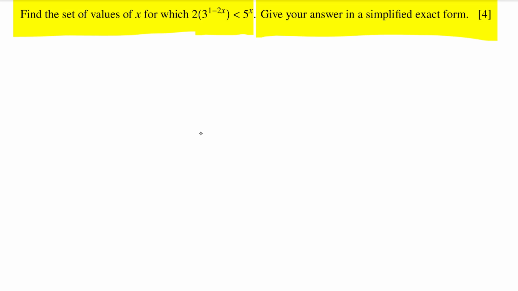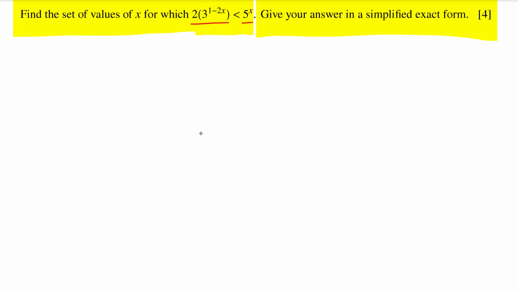So here there are two graphs we can see. The first one is 2 times this and the second one is 5 to the power x. The second graph is an exponential growth, because the base is greater than 1. The first graph, if you feel like it is a growth, it is not, because the power is minus 2x. If we make the power positive, then the base would be 1 upon 3, so it is going to be a decay.